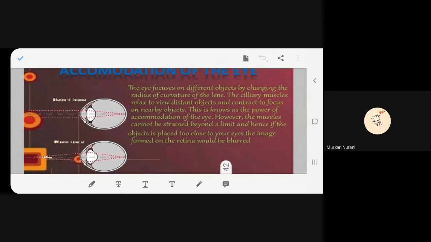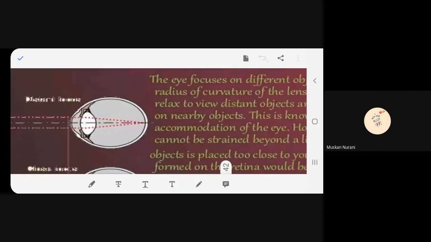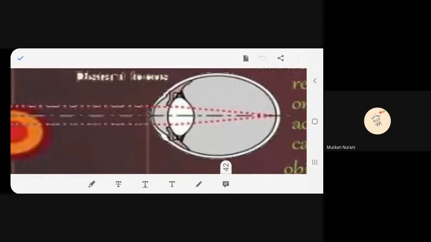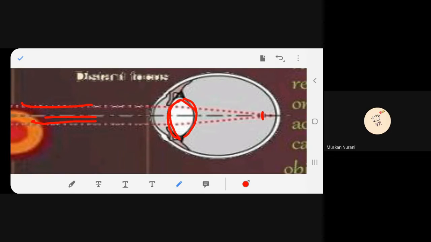Now this is the distant focus. That means the object is somewhere far away. So this is the parallel line. So the object is somewhere far away, and you get the image somewhere here maybe. And you can see the lens. It is perfectly all right.